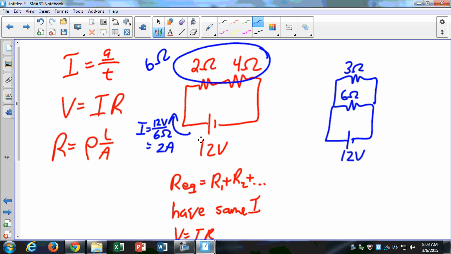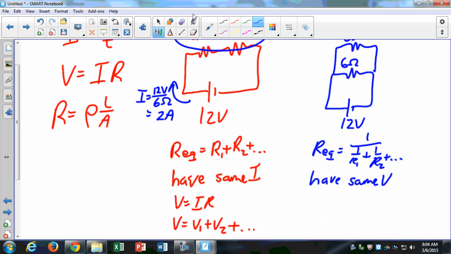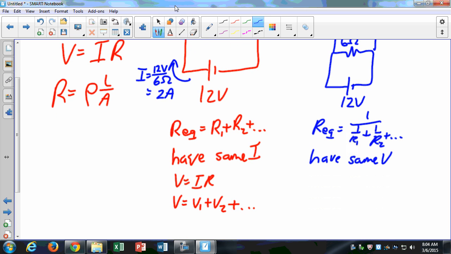What's my voltage here? 12 and 12. Let's write down those rules. The equivalent is 1 over R1 plus 1 over R2. Resistors in parallel have the same voltage. You might have some multiple choice questions just about how resistors in parallel and series operate. Or excuse me, no. How capacitors in series and parallel operate. I told you we'd have no multiple choice, right?